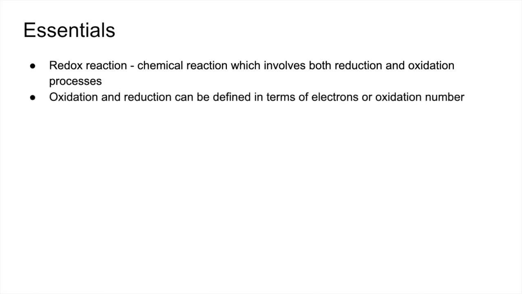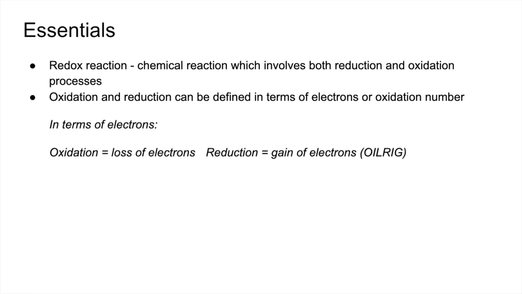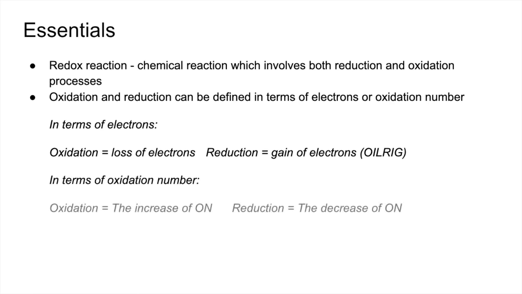Oxidation and reduction can be defined in terms of electrons or oxidation number. In terms of electrons, we use the OIL RIG acronym. Oxidation is loss of electrons, reduction is gain of electrons. And in terms of oxidation number, oxidation is the increase of oxidation number, reduction is the decrease of oxidation number.